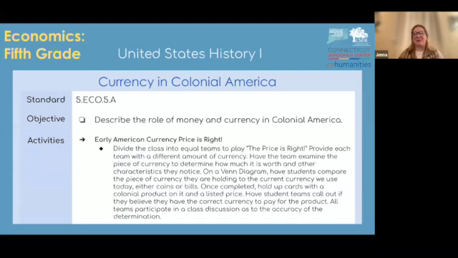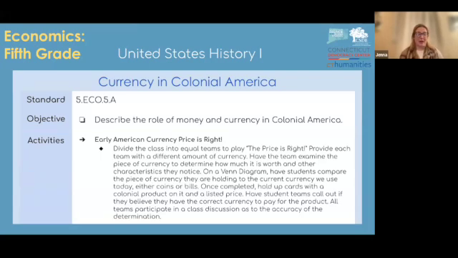One of the fun things that we always like to do is play The Price Is Right. It's a game you could truly immerse students in, and it's very quick and easy to set up. Divide the class into equal teams to play The Price Is Right. You can provide each team with a different amount of currency, and have the team examine the piece of currency to determine how much it is worth and other characteristics that they notice about the coin.